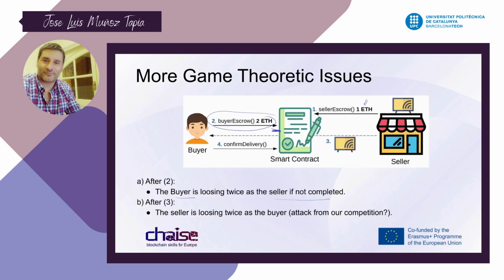But if the seller sends the product, after step 3, it is the other way around. I mean, the seller is losing more money because it sent the TV and the ether. So it is like losing 2 ethers and the buyer is losing 1 ether only. Okay.